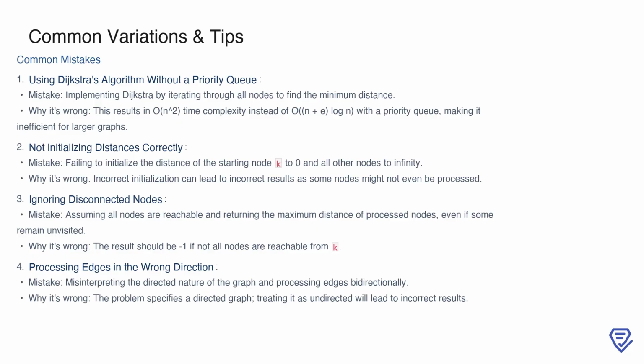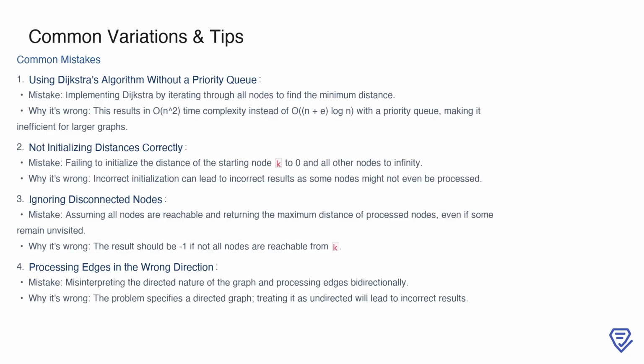First, using Dijkstra's algorithm without a priority queue is a frequent error. Instead of iterating through all nodes to find the minimum distance, which results in an inefficient n squared time complexity, you should use a priority queue to achieve n plus e log n, making the algorithm much faster for larger graphs.